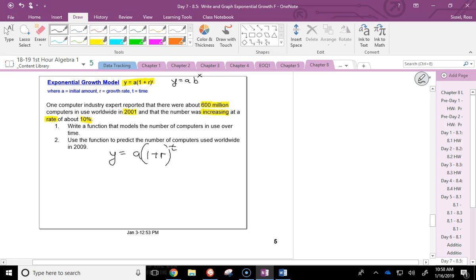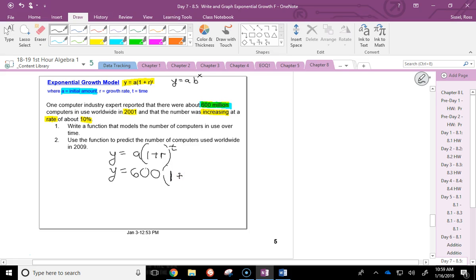And we're going to fill these in. Y equals a is our initial amount. Our initial amount was 600 million. So I'm just going to say 600. And remember, it's in millions. In parentheses, we still have 1, and that 1 is representing 100%. So 100% of the 600 million computers.